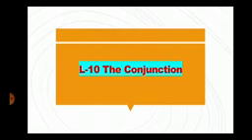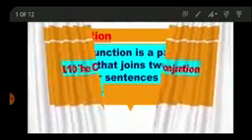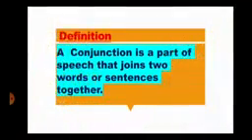Lesson number 10, the conjunction. Definition. A conjunction is a part of speech that joins two words or sentences together. So what is a conjunction? It is a part of speech that joins either two words or sentences together.